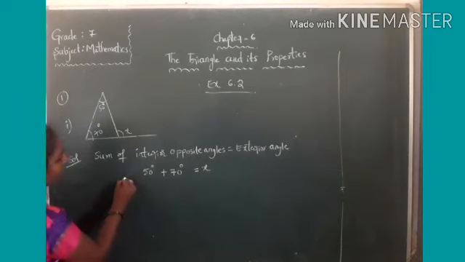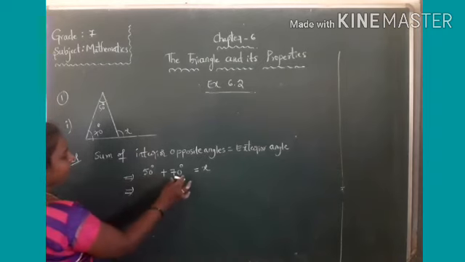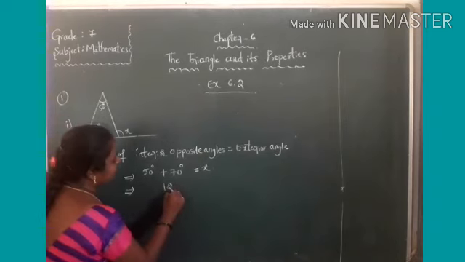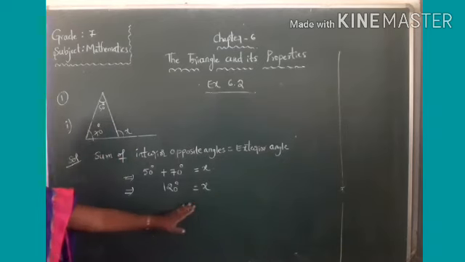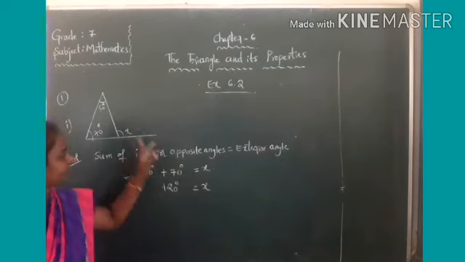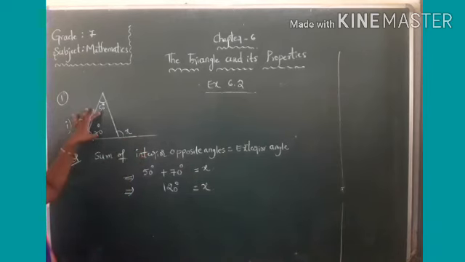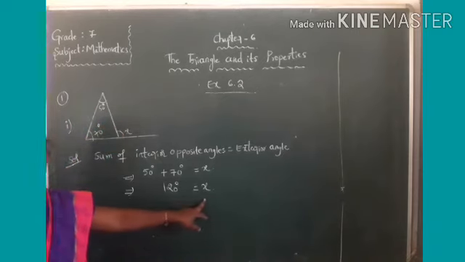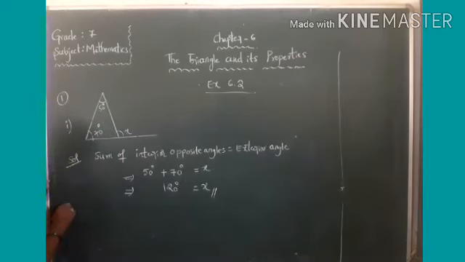Okay, so now find the sum of the two angles. 50 degrees plus 70 degrees is 120 degrees. 120 degrees is equal to x. x is nothing but the exterior angle. The two interior opposite angles are equal to an exterior angle. So this is the answer. Okay, so next, the second one.